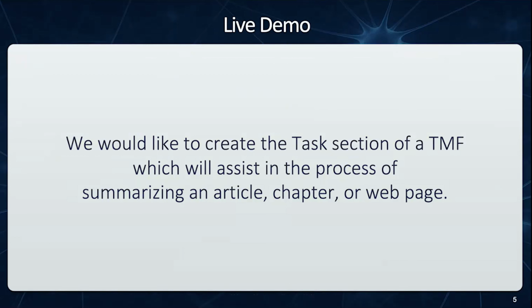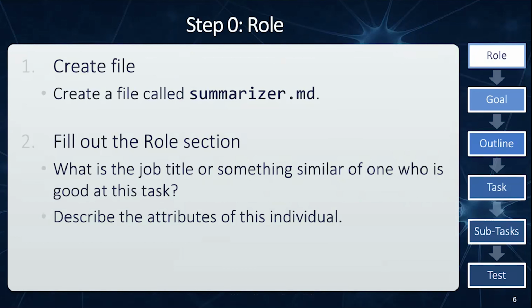We'd like to create the task section of a Task Markdown file, which will assist in the process of summarizing an article, a chapter, or a web page. So let's start at step 0, the role. First of all, we want to create a file called summarizer.markdown. Take a moment here and fill out the role section. Specifically, what job title or something similar of one who is good at this task, and then describe the attributes of this individual. Now, pause the video for a second, try this yourself, and then I'll do a live demo.